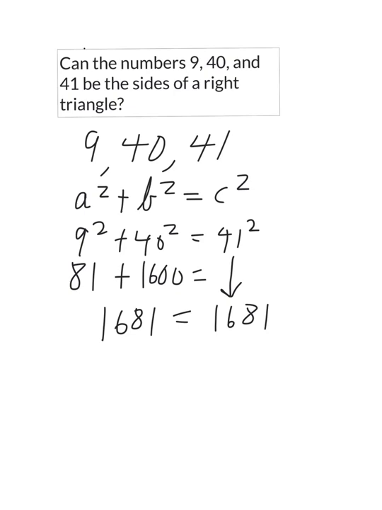So to make my point clear, what you can do is draw a right triangle. One leg would be 9, another leg would be 40, and the hypotenuse would be 41. So that is the converse of the Pythagorean theorem.